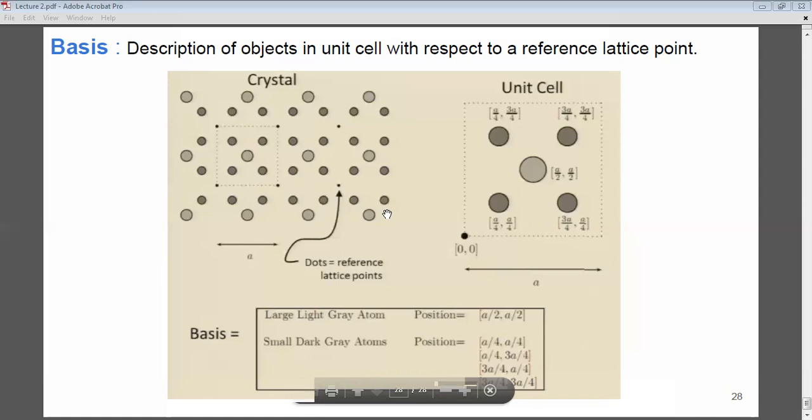Okay, so today we covered lots of important definitions. In the next lecture, we will start immediately by looking at three-dimensional crystals, and in particular, we will focus on cubic crystals.